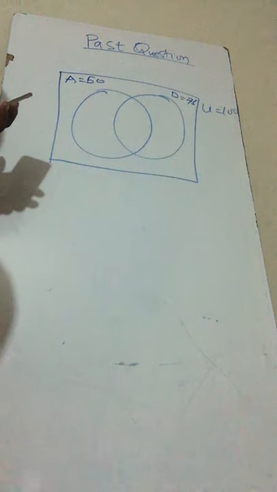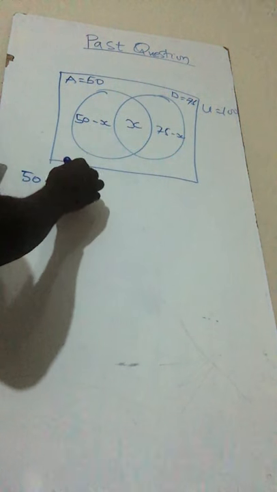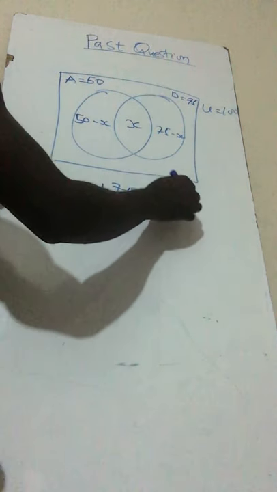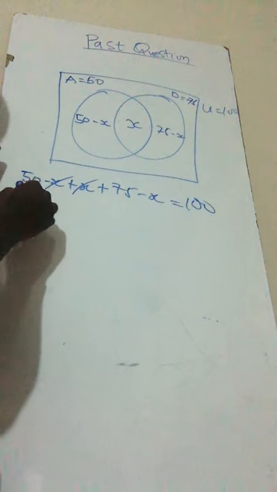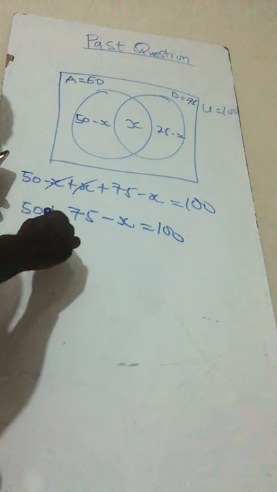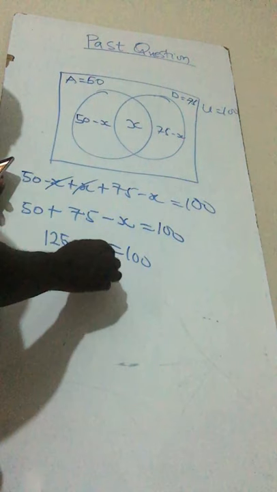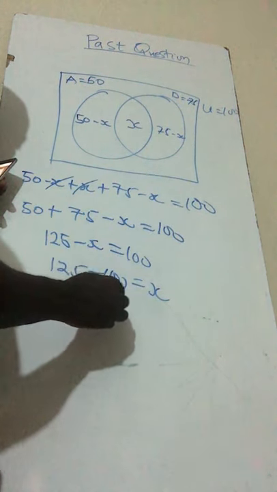Okay. So if Dangbe is 75, and then we don't know those who speak both languages, so let that be x. And so here becomes 50 minus x, here becomes 75 minus x. So let's solve. 50 minus x plus 75 minus x is what? 100. Now you have 50 plus 75 minus x is equal to 100. So 50 plus 75 is 125, minus x is 100. So you find x: 125 minus 100 is equal to x. So 25 is equal to x.